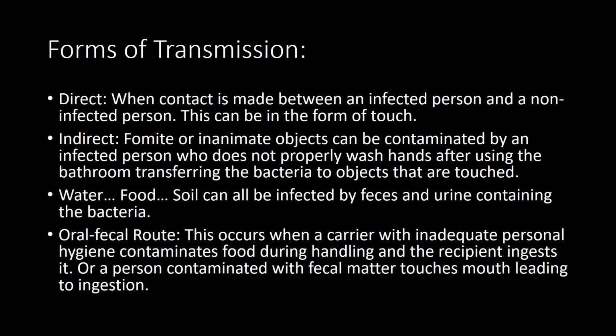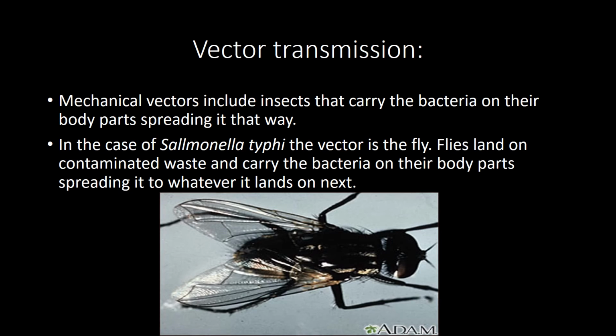There is one other mode of transmission, which is the vector transmission. Mechanical vectors include insects that carry the bacteria on their body parts, spreading the bacteria in this way. In the case of Salmonella typhi, the vector is the fly. Flies land on contaminated waste and carry the bacteria on their body parts, spreading it to whatever it lands on.